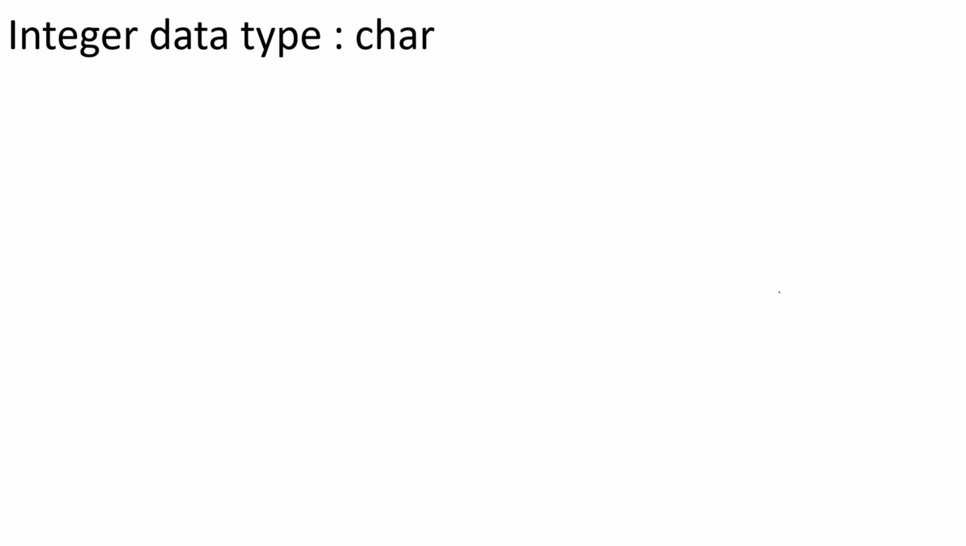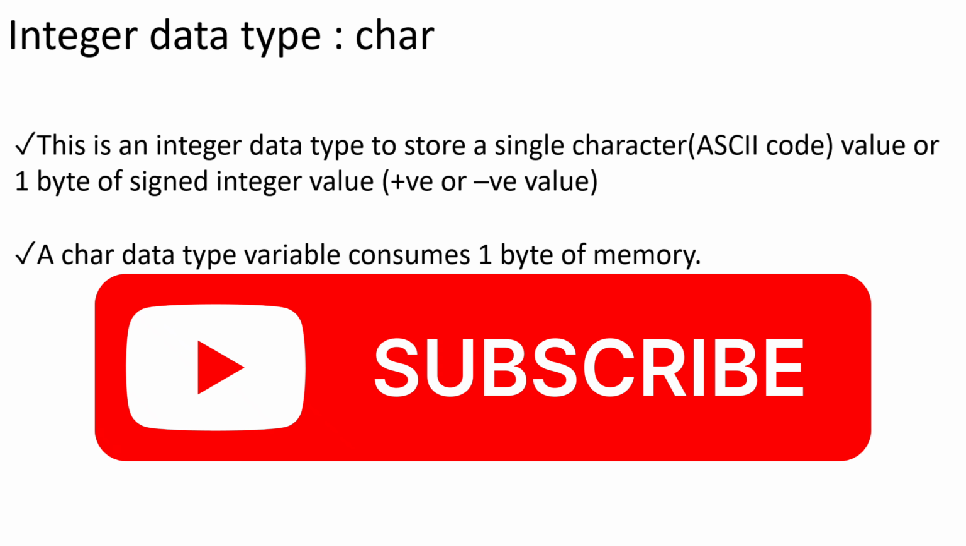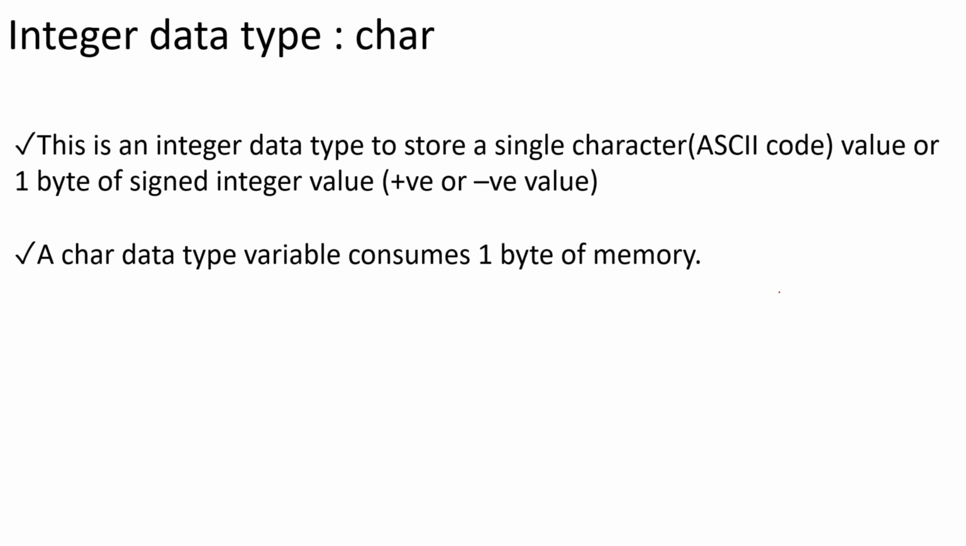And that is the guarantee, whether you are using a cross compiler for an embedded system or a non-cross compiler, it doesn't matter. In short, short always consumes 2 bytes of memory and char always consumes 1 byte of memory.